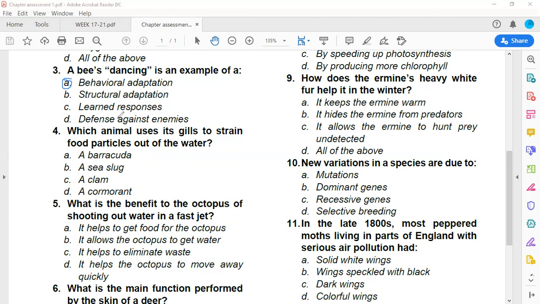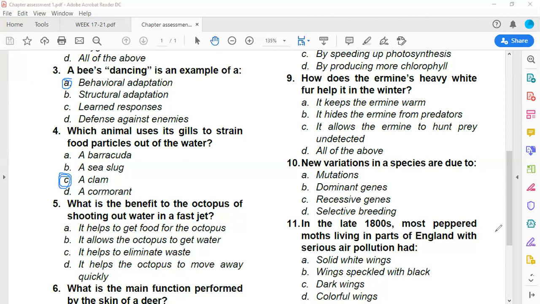Okay. Now number 4 says, which animal uses its gills to strain food particles out of the water? Letter A says a barracuda, letter B says a sea slug, letter C says a clam, and letter D says a cormorant. Okay, in this case, the answer is going to be a clam, okay? So it's going to be letter C.